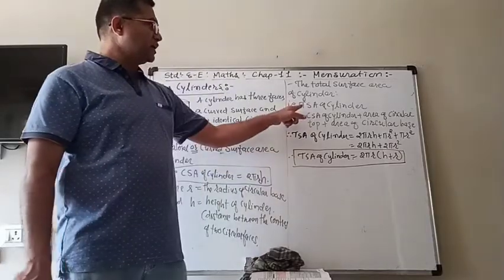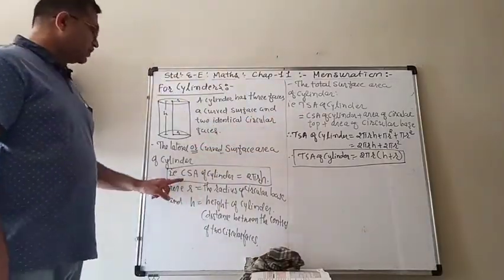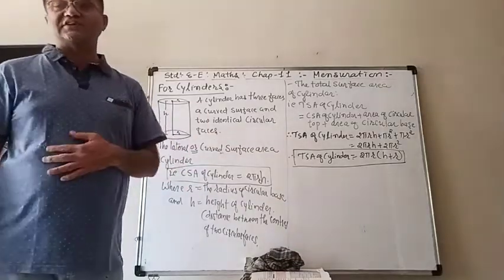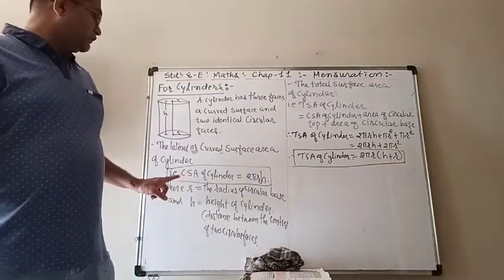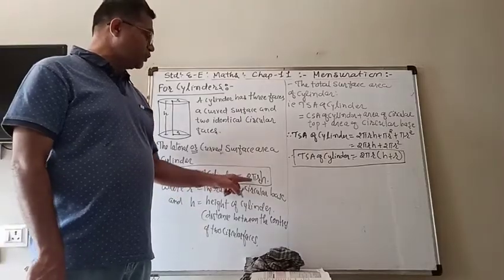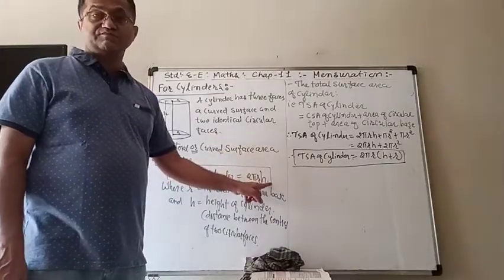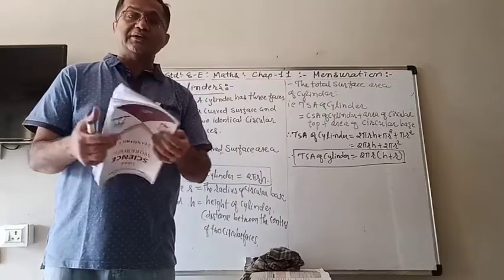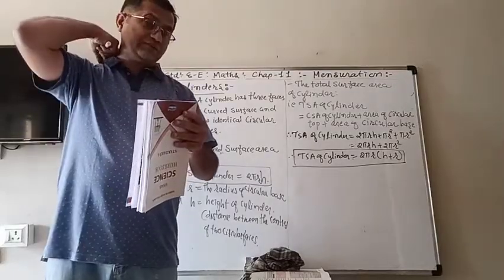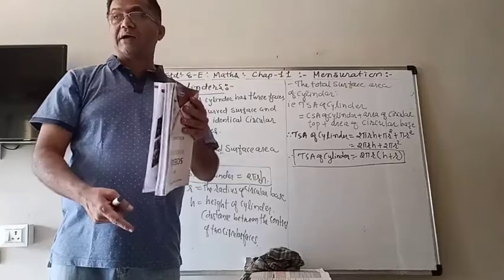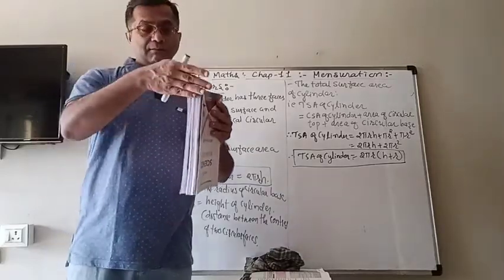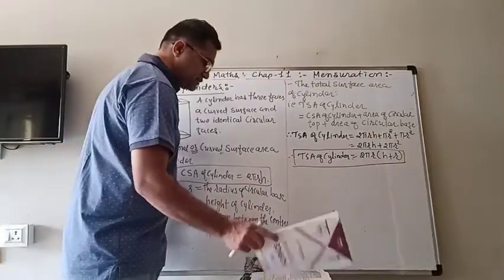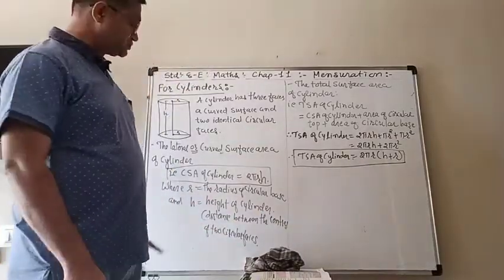So what is the LSA or the CSA? Because lateral or curved surface area is the same for the cylinder. So we get the formula: CSA of cylinder is 2 pi r multiplied by h. Because we saw that the circumference of a circle is 2 pi r, so when we open it, it becomes a rectangle. Length multiplied by breadth, 2 pi r multiplied by h. So we get the CSA of cylinder as 2 pi r h.